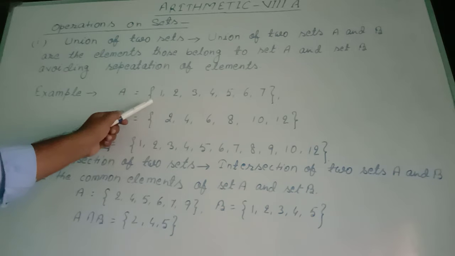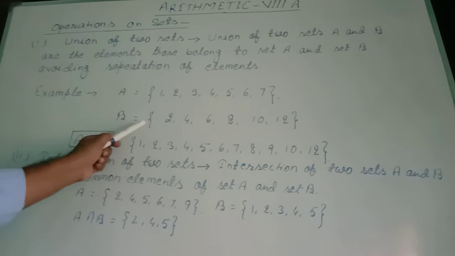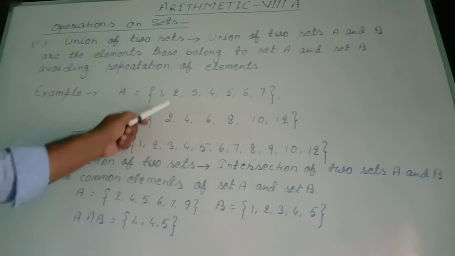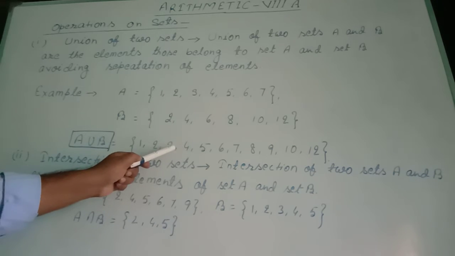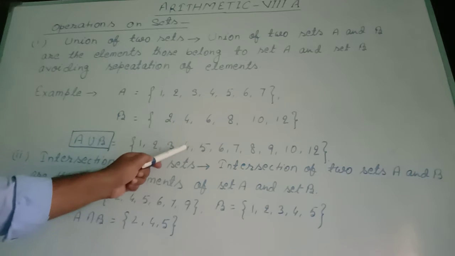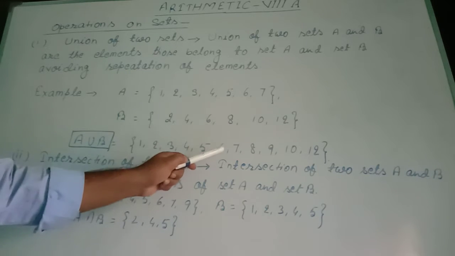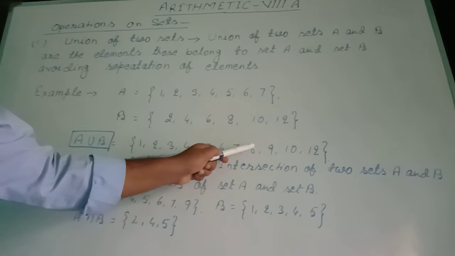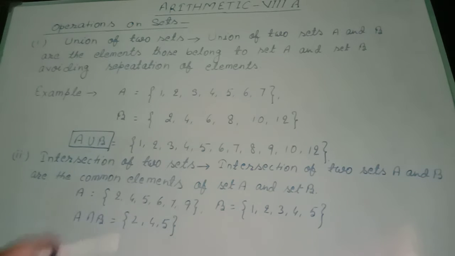So what are we saying here? All the elements of set A and all the elements of set B are written, but the repetition is avoided. Repetition, in such a way: 2 is coming twice, but we will write it only one time. 4 is also coming twice, but I wrote it one time. 6 is also coming twice, but I wrote it one time. Then 7, 8, 10, 12. So all the elements of set A and set B are written as the union of these two sets, but the repetition of elements is avoided. So this is the union of two sets.